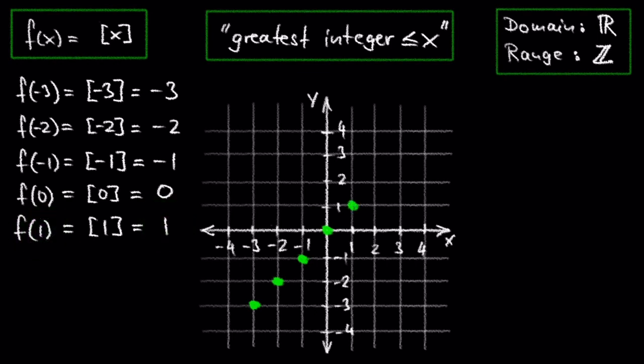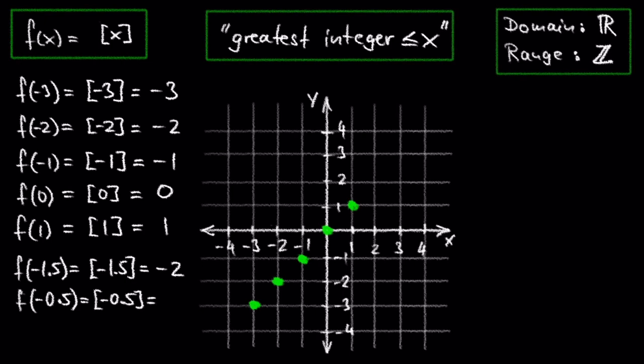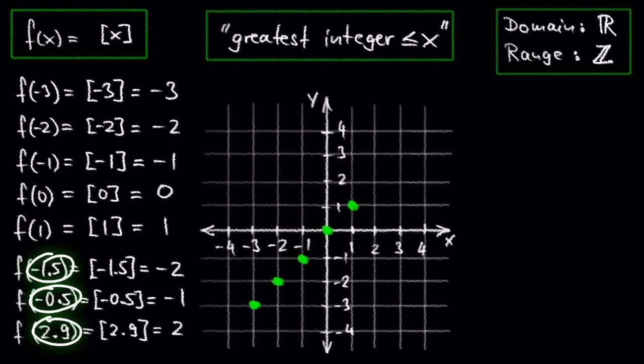But when we plug in, for example, a -1.5, we get -2 as an output. When we plug in -0.5, we get -1. When we plug in 2.9, we get 2, and so on. So for each number we plug in, which is not an integer, the greatest integer function rounds the number down to the next integer.